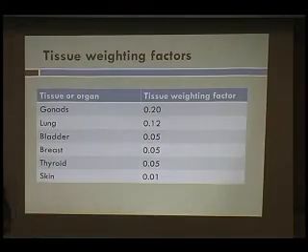So then here are the tissue weighting factors. Essentially what this says is that if you had the same radiation to the gonads, so the testes or the ovaries, as you did to the skin, you would have a higher effective dose to the gonads than you would to the skin. It's a more sensitive organ.